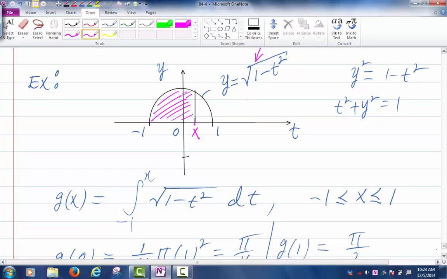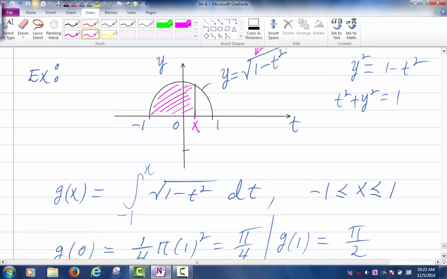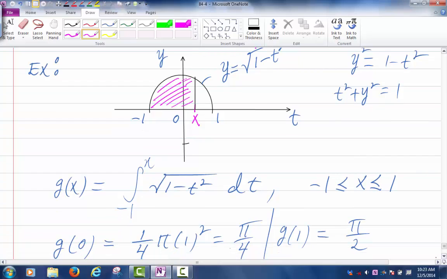So let's compute one specific case. What's the value of g of 0 then? What's the value of g of 0? Yeah, g of 0 is what fraction of the entire area of the circle?